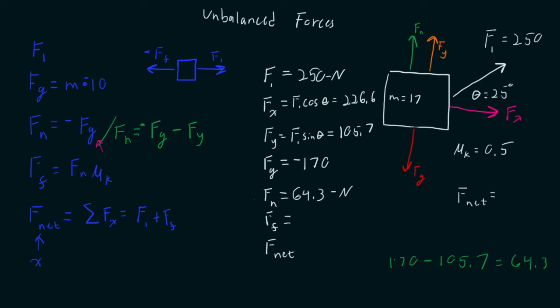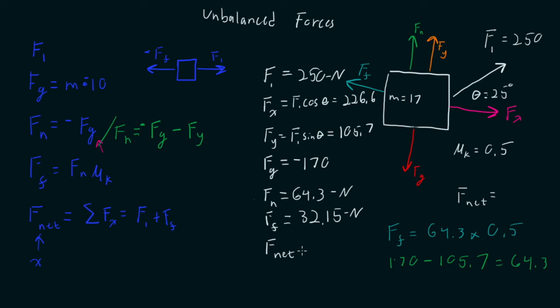Now my force of friction is going to be going back this way. And I just don't have a lot of space here. So my force of friction, how am I going to find that? That's going to be force of friction equals my Fn, which is 64.3, times my mu k, which is 0.5. And that's going to give me 32.15 newtons for force of friction.